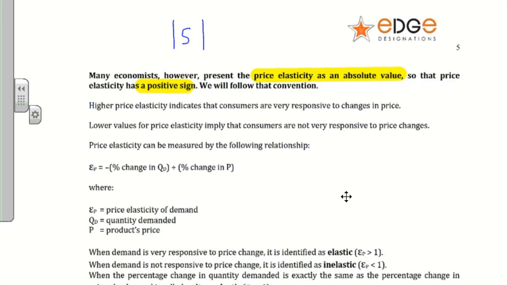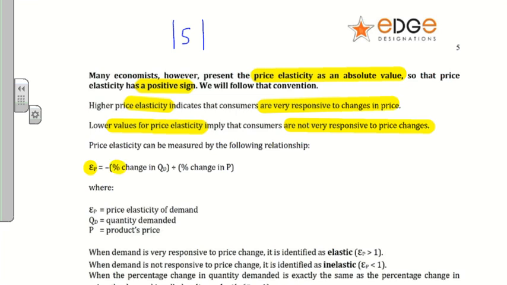Higher price elasticity will tell us that consumers are very responsive to changes in prices. In other words, it's a very elastic price. You change your prices, your quantity will change significantly. And on the reverse side, lower values for price elasticity will tell us that consumers are not very responsive to price changes.